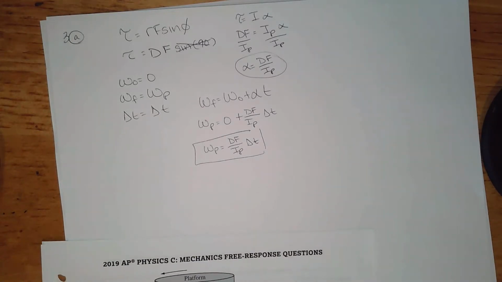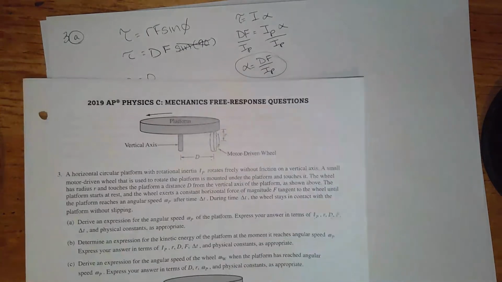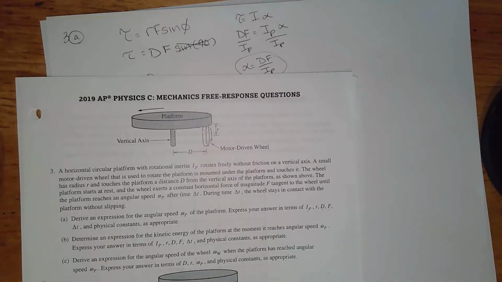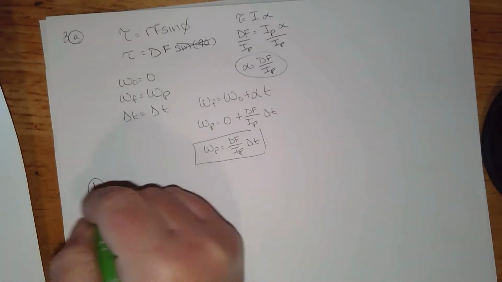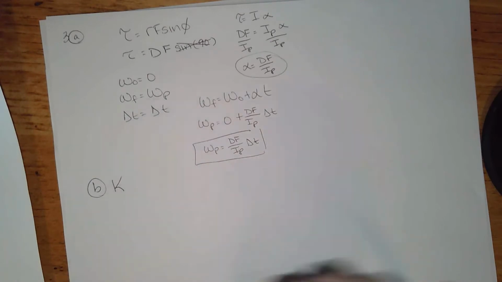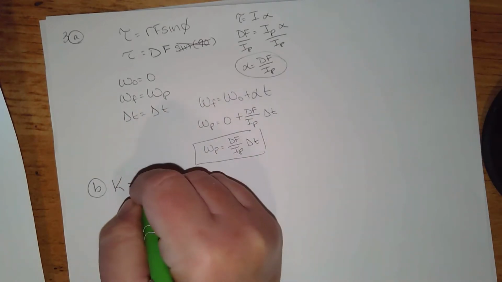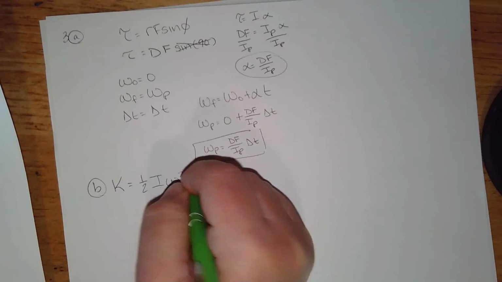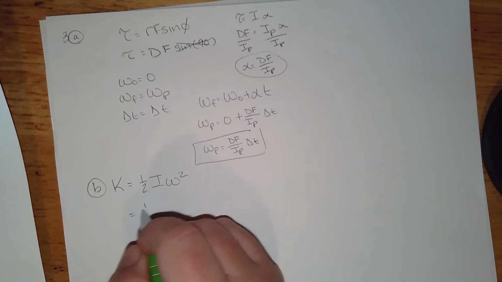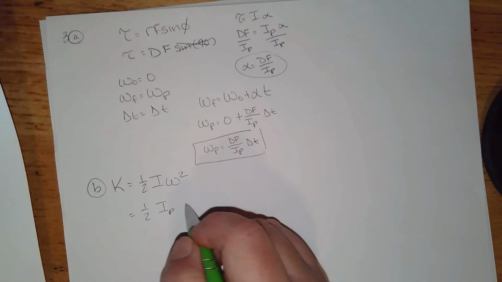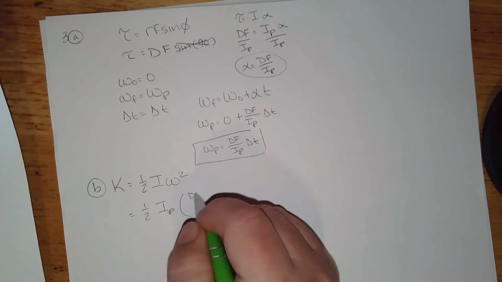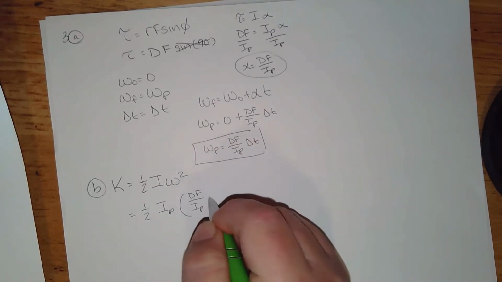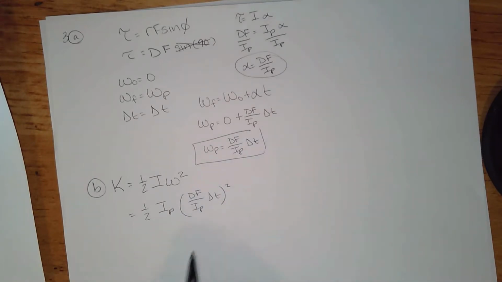On part B, it asks, what is the kinetic energy of the platform at that time? And it says, express your answer in terms of all of this. Well, this thing is rotating, right? It's not rolling. It's not translating. So I don't get the 1/2 mv squared, but I get the 1/2 I omega squared. So what I have to do is plug in the I, which is IP, and the omega that I have here, which is dF over IP times delta t, squared. And there's no reason you have to leave the delta t out here by himself. He can come up there and play with the d and the F. It's just the way that I wrote it.